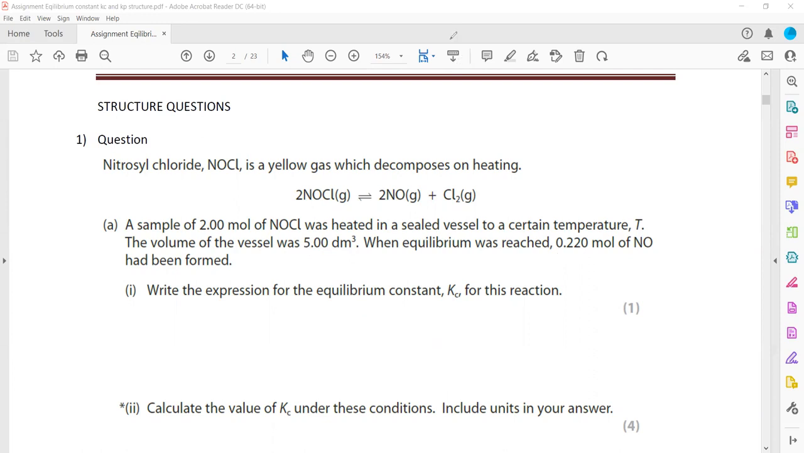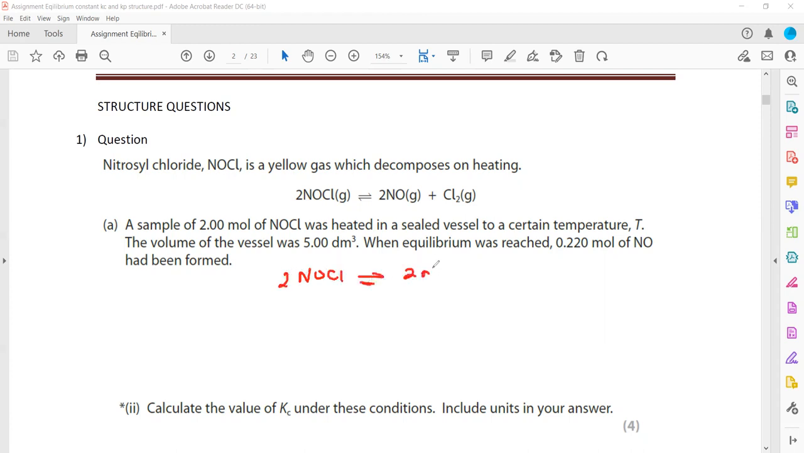Then we have to calculate the value of Kc under these conditions. How do we calculate it? First, we need the concentrations, so what is the initial concentration? We have the equation: 2NOCl forming 2NO plus Cl2.